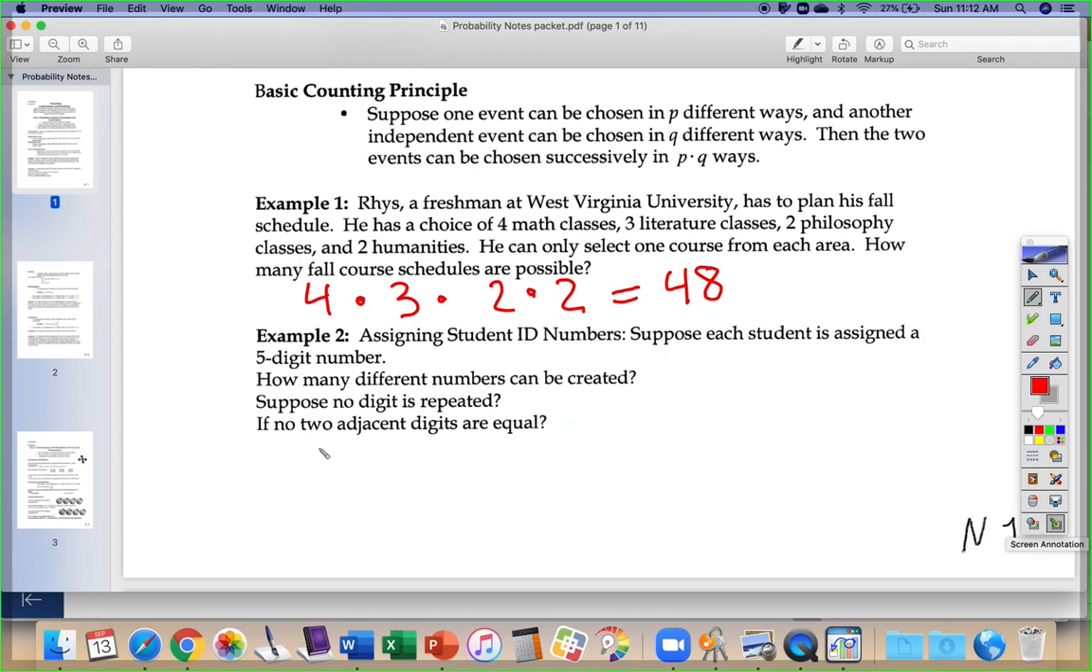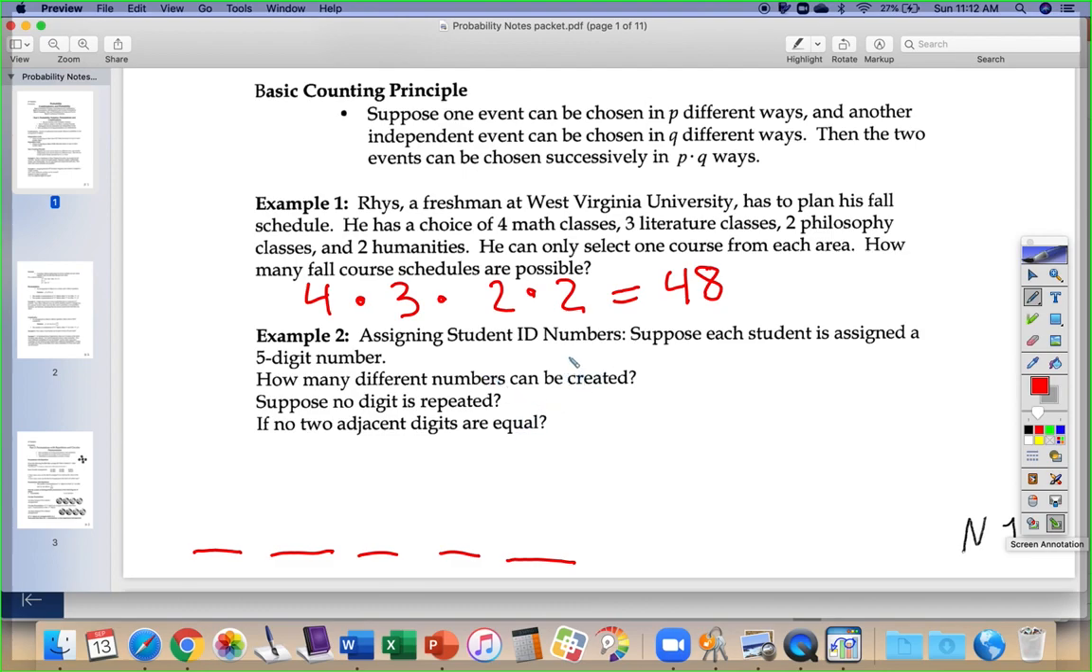We're going to look at this now with a different sort of situation. Some of these will be dependent, some will be independent. So what we're looking at now is student ID numbers. Suppose that each student gets a 5-digit ID number. So I'm going to show you here on the bottom. So basically what we're saying is there's going to be 5 numbers that create a total ID. How many different numbers can be created?